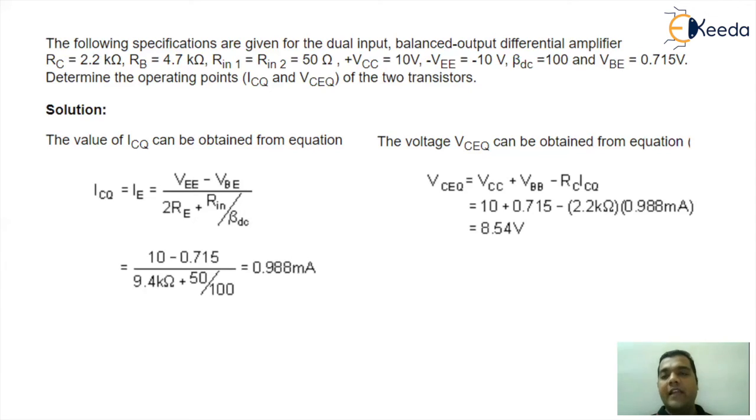And when I go for KVL to the output loop, you can easily get the value of VCEQ. The value of VCEQ comes to approximately 8.54 volts. So this is the way you can go for the calculation of VCEQ.